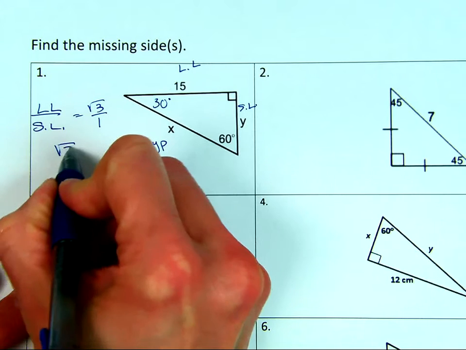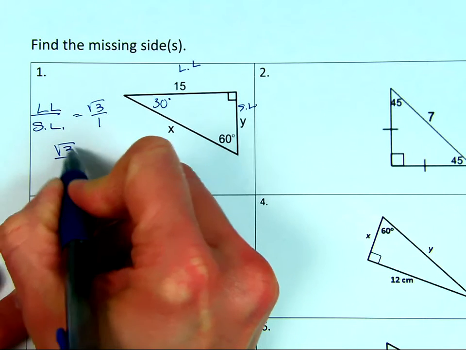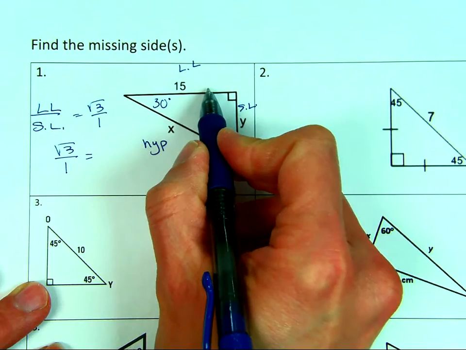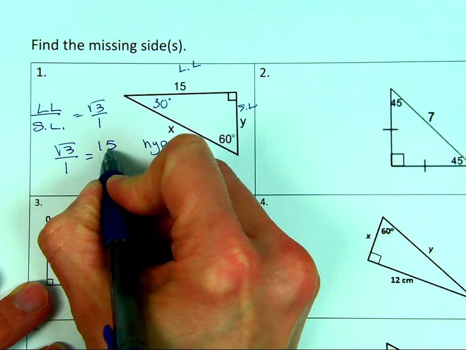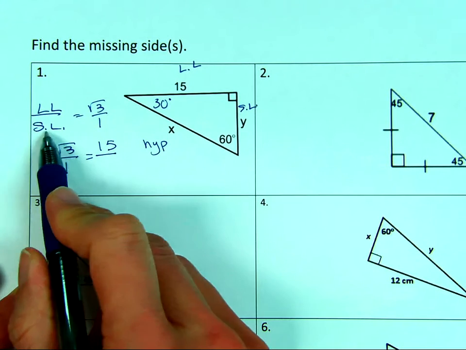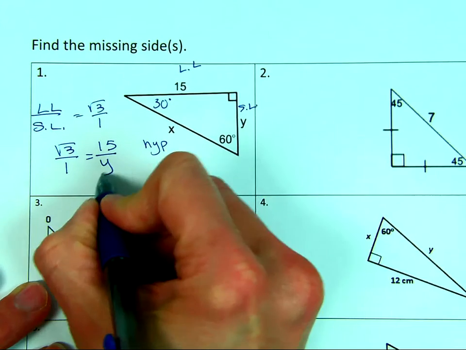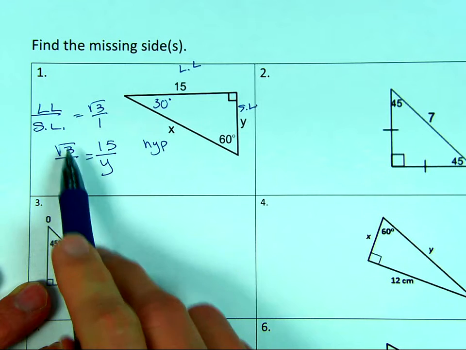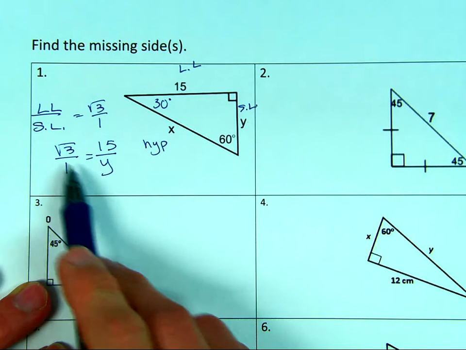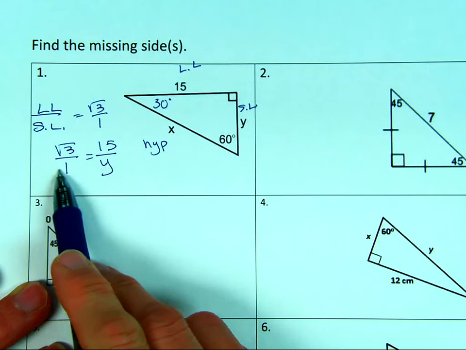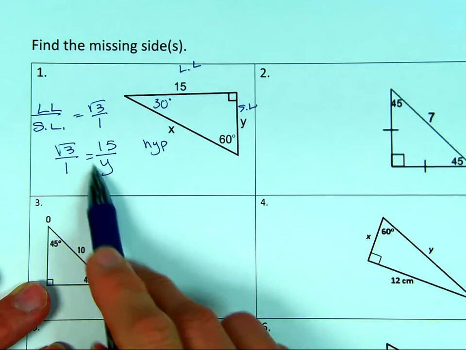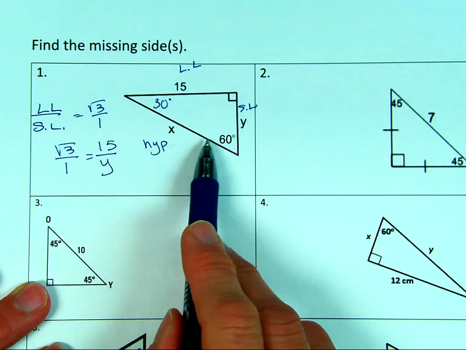So I say, okay, my long leg proportion ratio is this. What's the long leg of my triangle that they've given me? It's 15. And what's the short leg? It's y. So I set up this proportion: long leg to short leg equals long leg to short leg. This is the proportion that is always true for 30, 60, 90 triangles. This is the proportion that is specific to the triangle I'm working with.